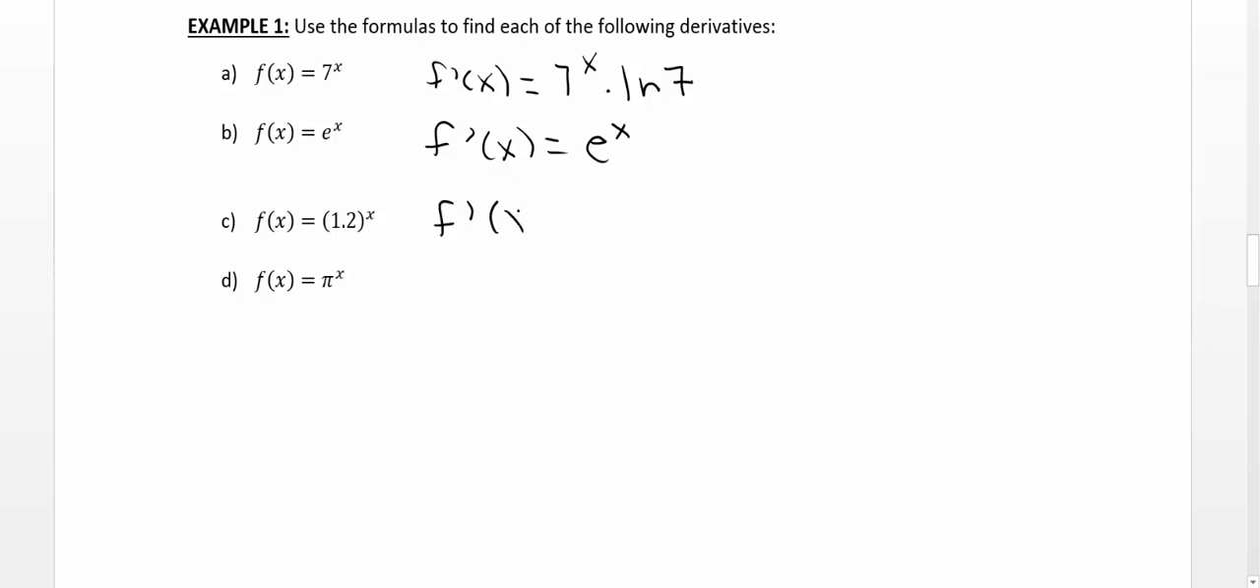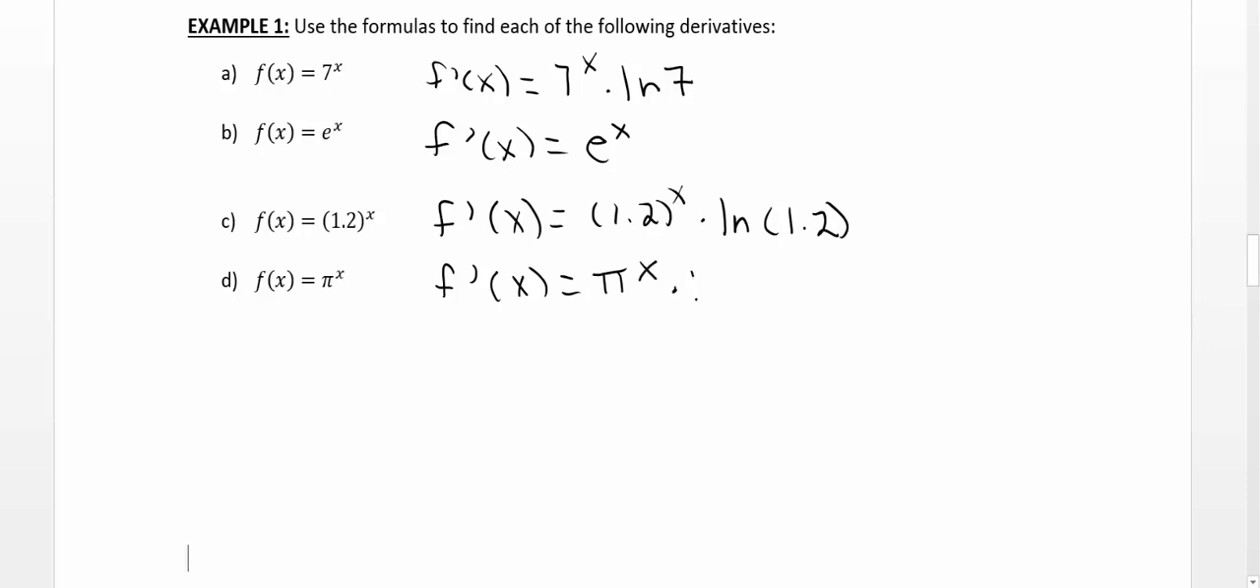1.2 to the x, again, is going to be an exponential function because we have a number raised to a variable. So we're going to get the same thing back, 1.2 to the x, times the natural log of the base, 1.2. Finally, we have pi to the x. Remember, pi is a number, and so we have a number raised to the x, which is an exponential. So our derivative is going to be the same thing back, times the natural log of the base.